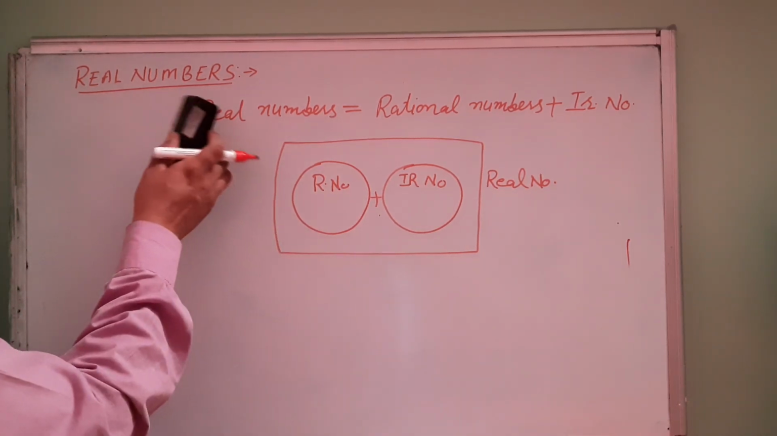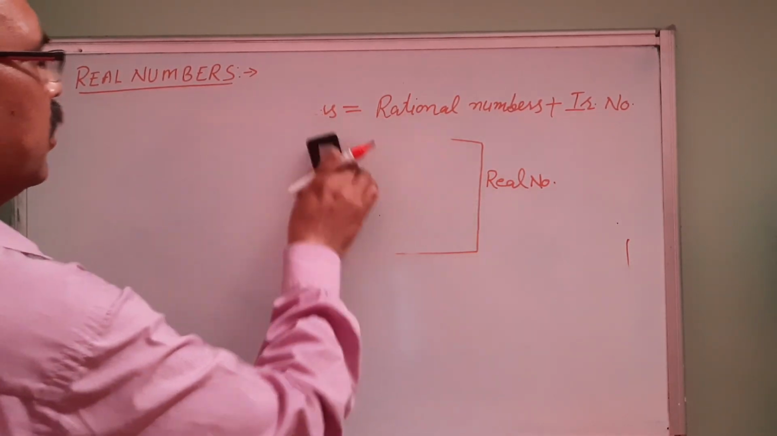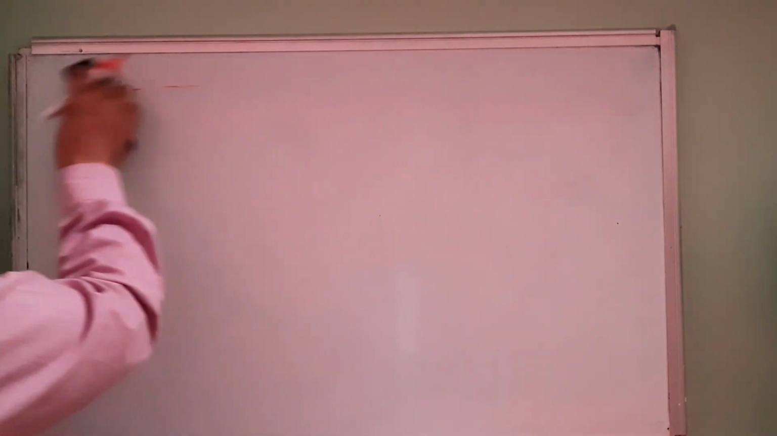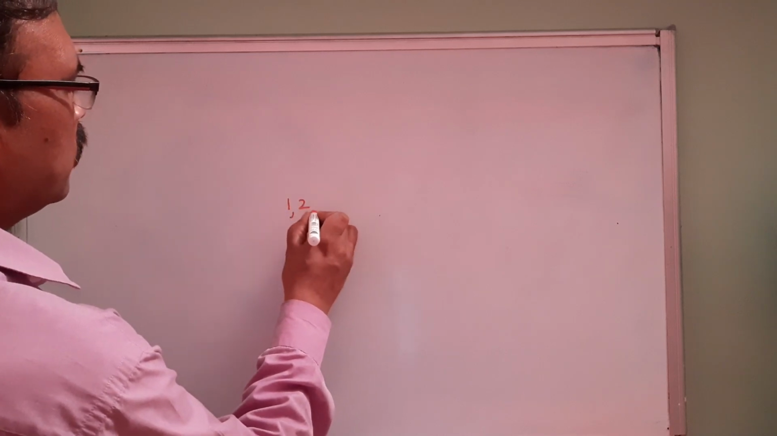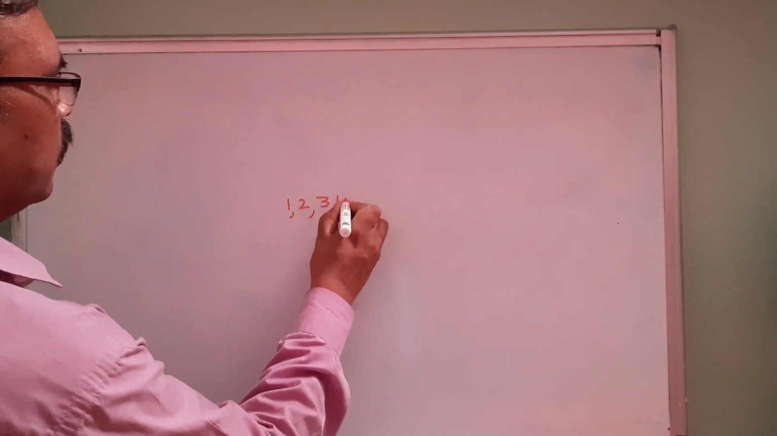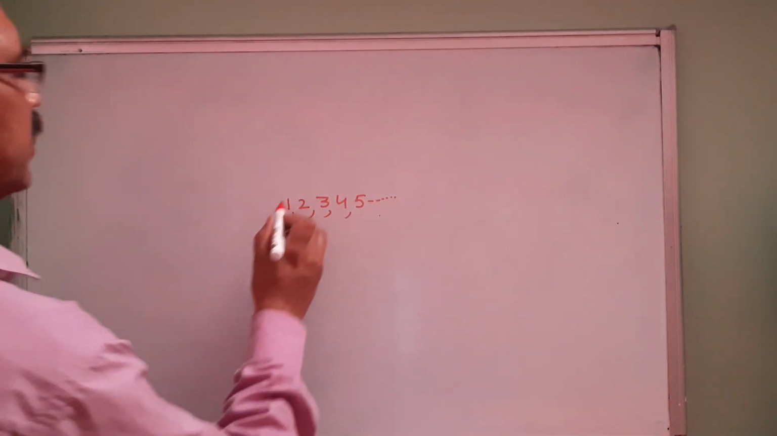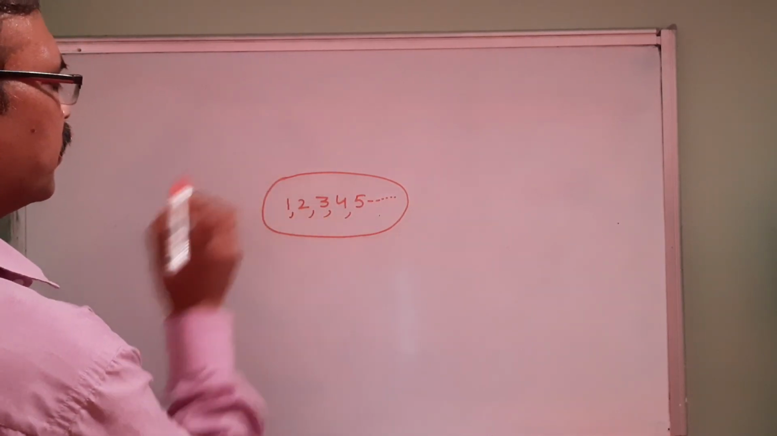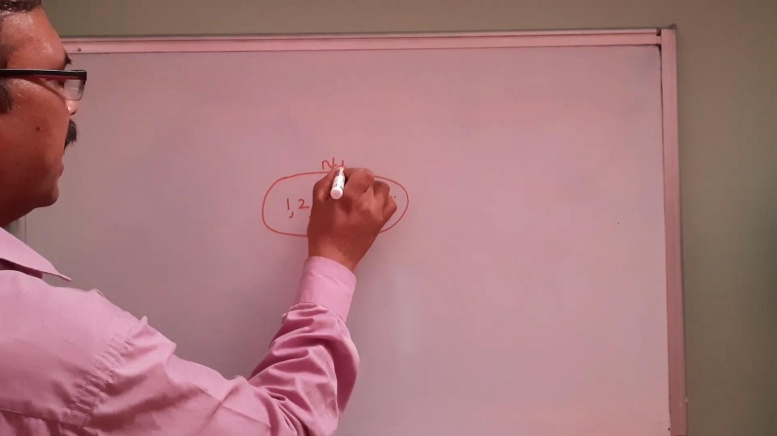Now I was talking about some diagram for remembering these numbers. Now how this diagram is drawn and how it is remembered, how it is understood, let us see. You know, these are counting numbers 1, 2, 3, 4, 5, and so on. And you have given them a name. What was that name? That name was natural numbers, N.